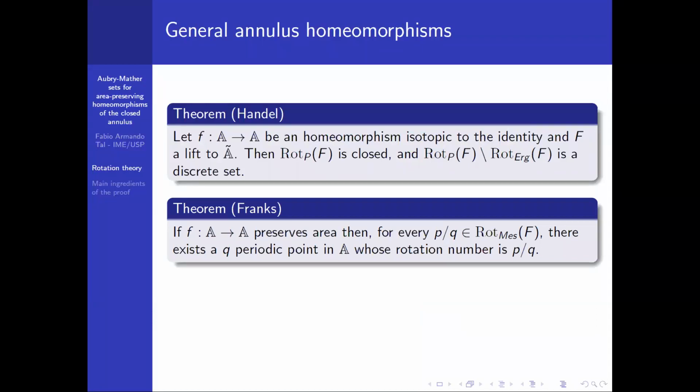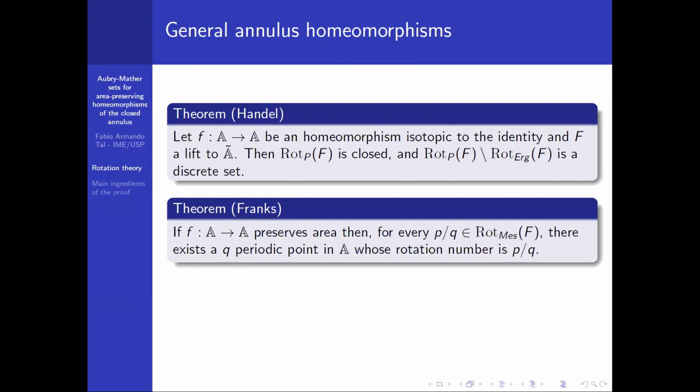You have a much better result by Franks that says that, in this case, if you have a rational point in the rotation set, then there's always a periodic point associated with this rational point, so that the realization question for rational points is always well defined in the area preserving case. There is always a periodic point. If you combine this with the Handel theorem, this is going to say that the punctual rotation set is going to be the whole interval, because rational points are going to be dense in the rotation set. So the punctual rotation set here is going to be the same as the measure rotation set.